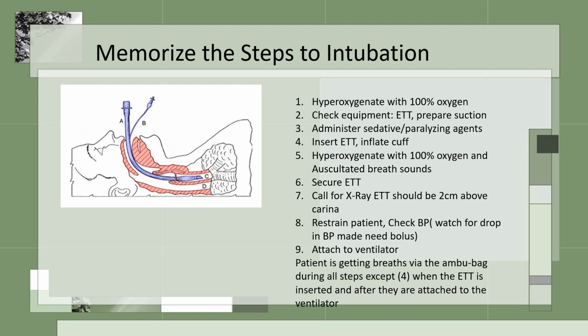And just a note, patient is getting breaths via the ambu bag during all steps except number 4, when the ET tube is actually inserted, and after they are attached to the ventilator. This process will take more than one person.